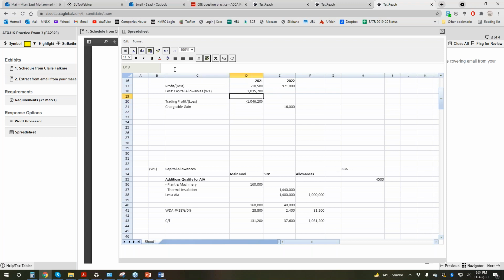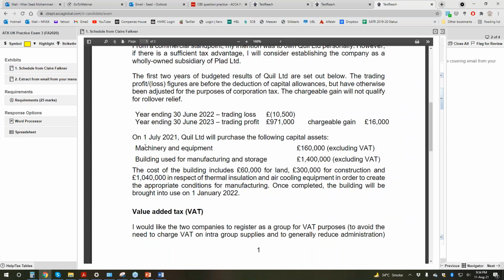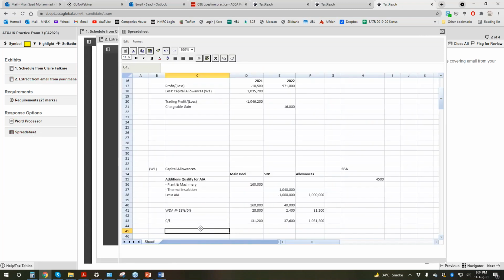Now, I have to calculate the capital allowances for the second year, but it is very easy. Why? Because there is no change mentioned in the question for the second year. Let's quickly have a look. And yes, there is no change. Only these are the assets. All I have to do is apply the formula: these are my carrying values, which will be my opening balances for the next year.